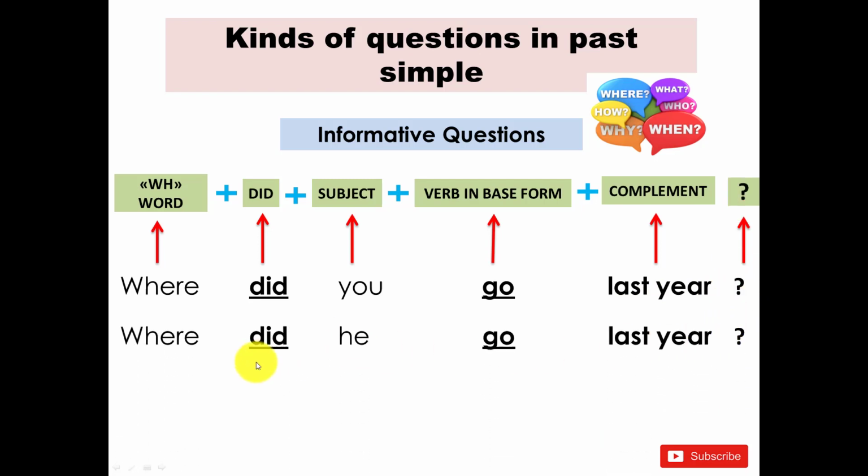Let's see another example. Where did he go last year? So we have the same auxiliary with all the personal pronouns or with the subjects. Whatever subject we have, did. And the verb keeps its base form, right? It does not change.